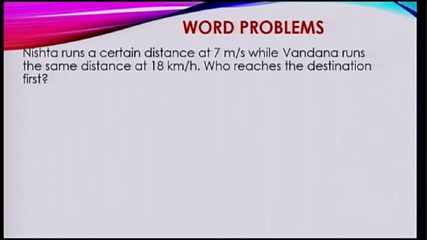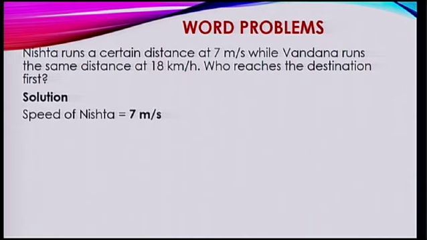Now let's see a word problem. Nishta runs a certain distance at 7 meters per second, while Vandana runs the same distance at 18 kilometers per hour. Who reaches the destination first? Now we have the first one, it is meter per second, and the second one is kilometers per hour. What do we need to do? Well, we need to convert one of them.